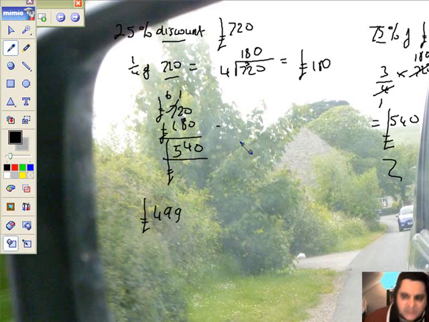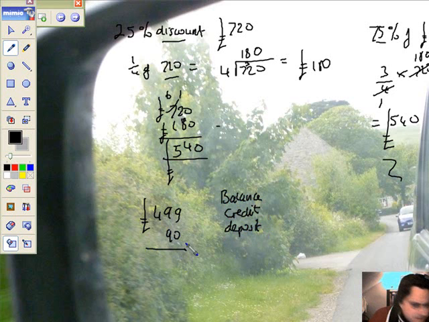I've no idea. Let's just work it out. Balance, credit, all these fancy words, let's write them down. Balance, credit, these are sort of monetary terms, and we've got the word deposit as well. Well, if you pay a deposit, that means you put down your £90 first and take it away, see what's left over. So we've got £409 to pay, is that right? And that is the balance.